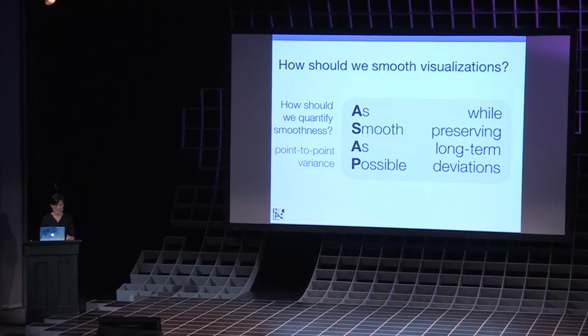But so far, ASAP is just telling me to increase window size and decrease this point-to-point variance. But when should I stop? Because remember, the smoothest line is a straight line, but I don't want to make all my metrics a straight line. So here's where the second part comes in. What we're lacking essentially is some kind of constraint in our smoothing that will prevent us from going overboard.